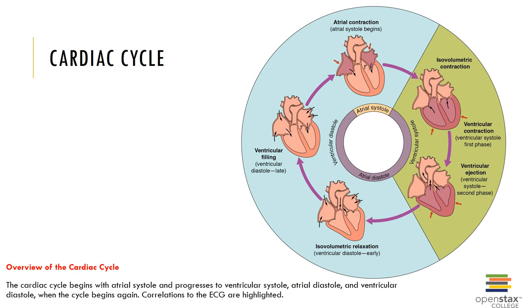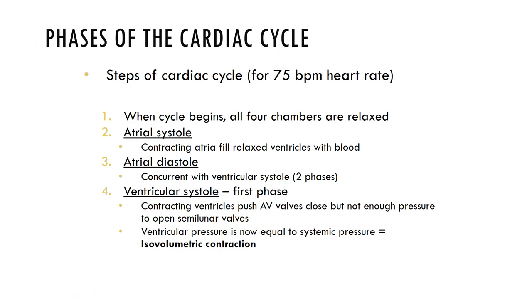Now let's look at the steps of the cardiac cycle. When the cardiac cycle begins, all 4 chambers are relaxed and the ventricles are partially filled with blood. The AV valves are open and the semilunar valves are closed. During atrial systole, the atria contract, completely filling the relaxed ventricles with blood. Atrial systole ends and atrial diastole begins and continues until the start of the next cardiac cycle. Also, as atrial systole ends, ventricular systole begins.